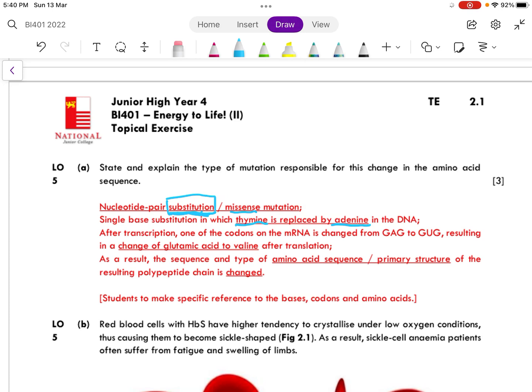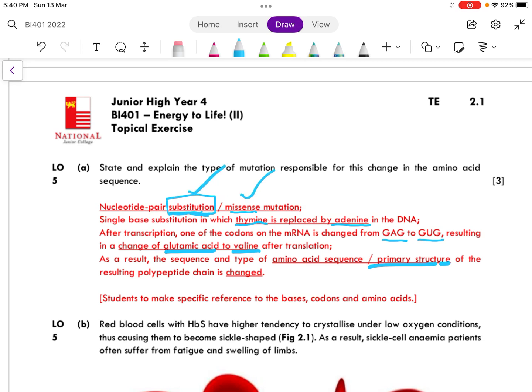And if you substitute the base, you result in, after transcription, one of the codons to change from GAG to GUG. And as a result, the amino acid that's translated changes from glutamic acid to valine. And if you change the amino acid, you also end up changing what we call the primary structure of the polypeptide.